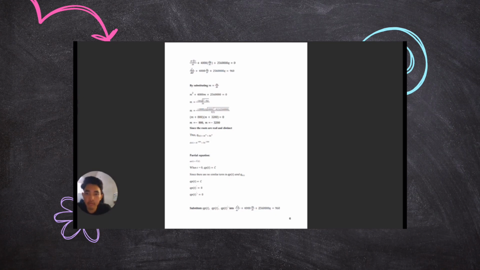We get d square q over dt square plus 4000 dq over dt plus 256,000 Q equal to 960. I think that's all from me.